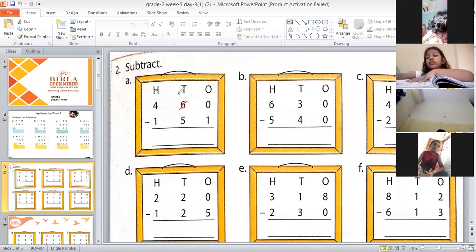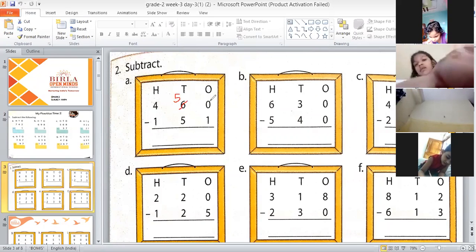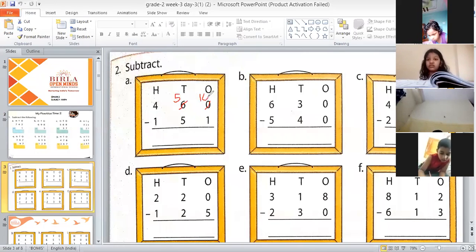Children, look at your screen. So this 6 will become 5 because we have to think of a number which is 1 less than the number in tens place, or you can say the number which comes just before that number. So 5 comes just before 6. Now what will this 0 become in ones place? We will cut this 0 and this 0 will become 10.